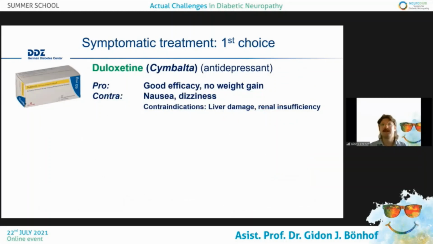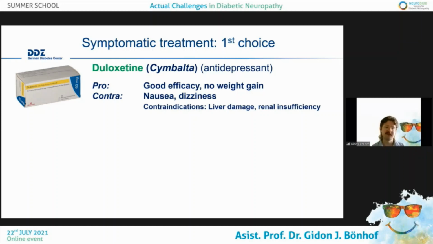Next, let's talk about symptomatic treatment. And in this presentation, I'd like to give you specific information about the most useful drugs for symptomatic treatment of painful diabetic neuropathy. So those substances are tested again in patients with neuropathic pain, but they are also commonly used in patients without pain, but with paresthesia, like tingling.